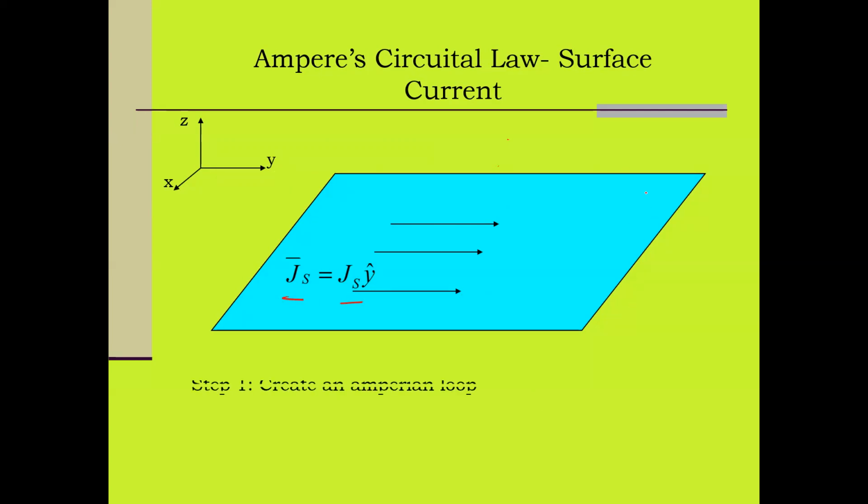Okay, so the first thing that we need to do, as usual, is create an Ampere loop, knowing that you want to find out the H field at the top position here, just at the top of this surface current. So you need to ensure that your drawn Ampere loop must pass through that particular point. In this particular case, we are using a rectangular structure to represent the Ampere loop. So that should be the loop that we need to draw.